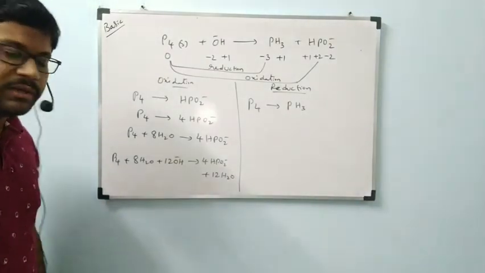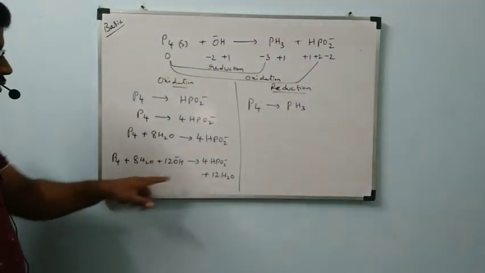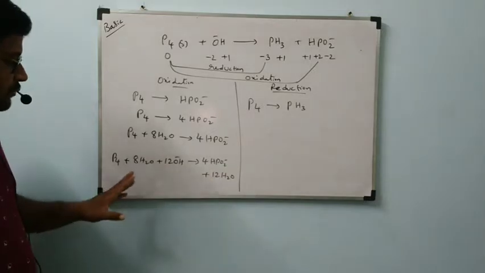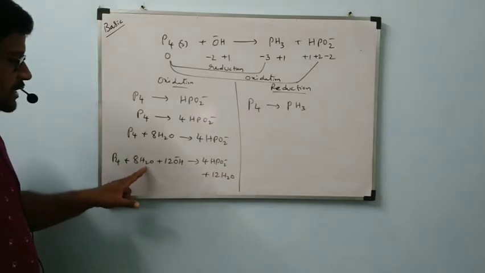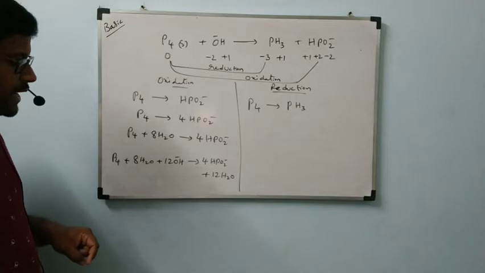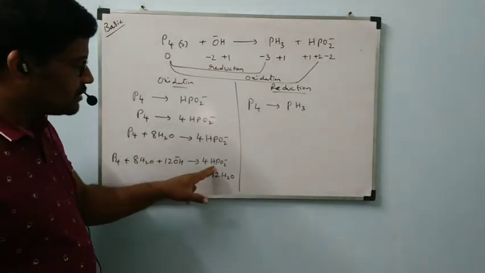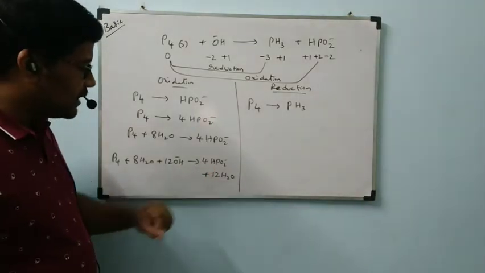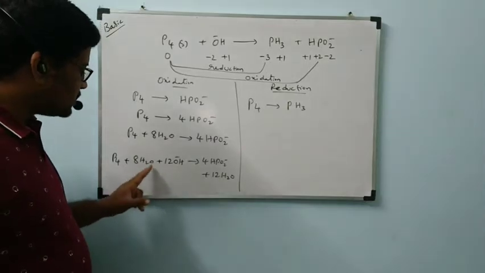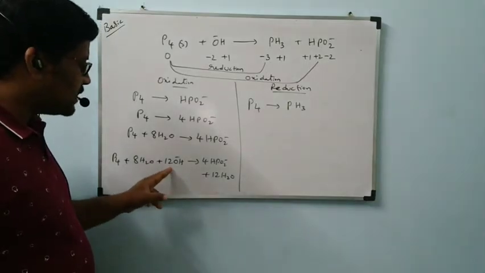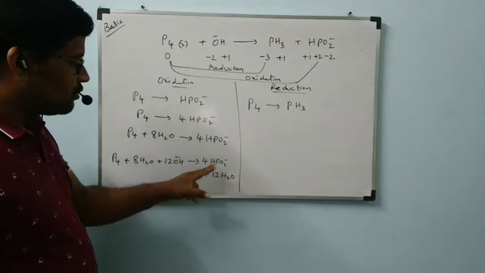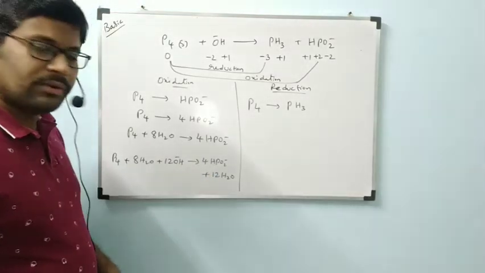Now if you want, check that one. It is balanced. P4, 4 phosphorus. Hydrogens, 8 2s are 16 plus 12, 28. 4 hydrogens plus 24, 28. Oxygens, 8 1s are 8 plus 12, 20. 4 2s are 8 plus 12, 20.